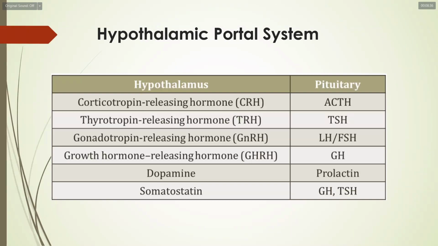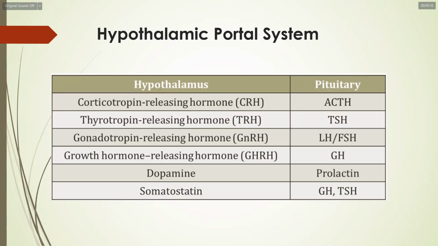The hypothalamic portal system is a blood supply that connects the hypothalamus to the anterior pituitary. Through this system, stimulating and releasing hormones are delivered from the hypothalamus to the pituitary. The corticotrophin releasing hormone stimulates ACTH. Thyrotropin releasing hormone stimulates TSH. GnRH stimulates LH and FSH. And GHRH, or growth hormone releasing hormone, stimulates GH, growth hormone.